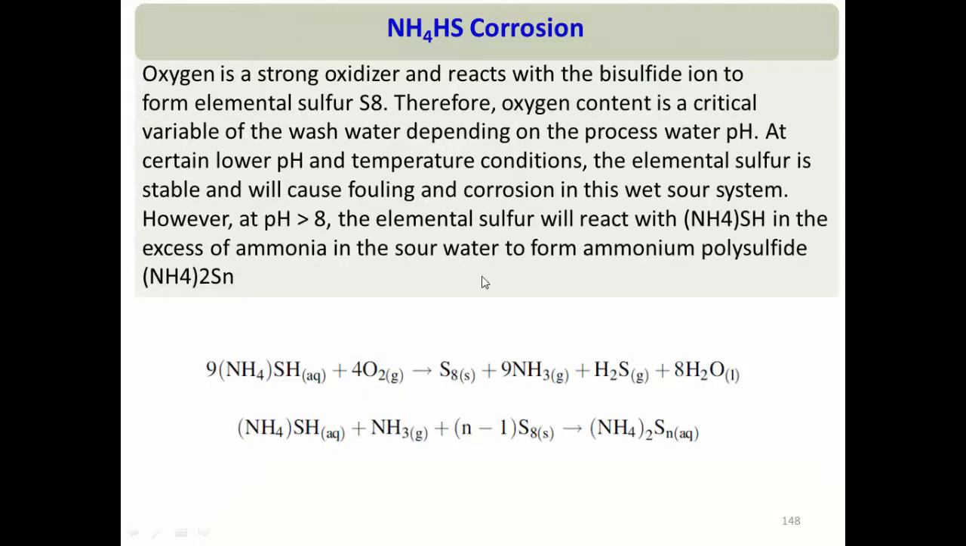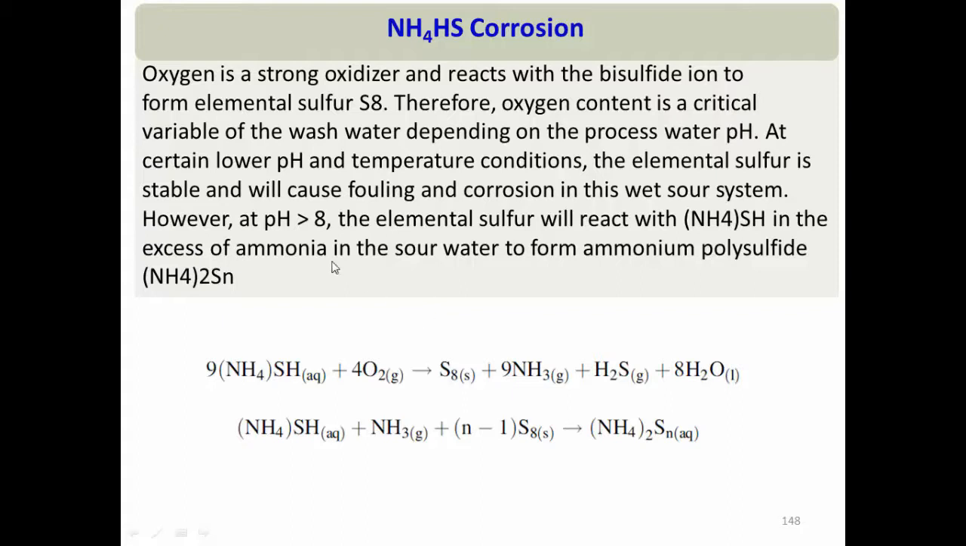Another thing oxygen does is, because it is a strong oxidizer, it reacts with ammonium bisulfide and forms elemental sulfur. And this elemental sulfur usually remains stable at low pH, and since it is in solid form in that condition, it causes fouling and also corrosion in the sour water system.